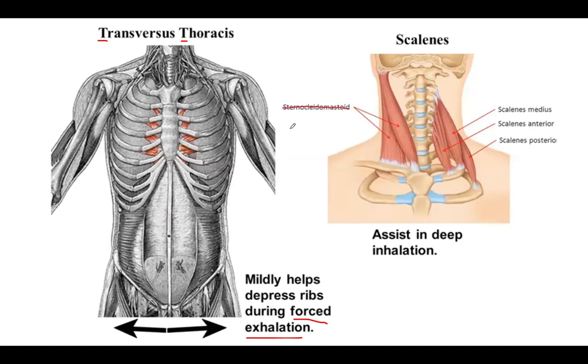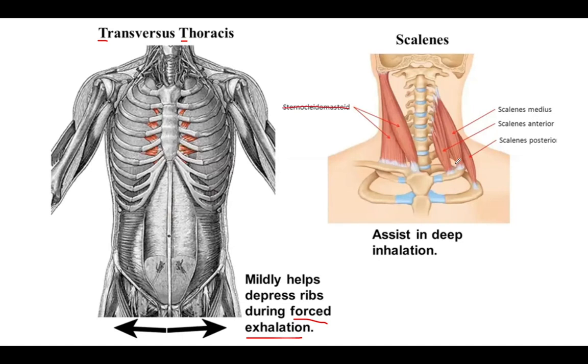So the scalenes is going to be originating on the transverse processes of the cervical vertebrae, so we can actually see that there. So because of their origin, we can kind of have some inclination that maybe an action is going to have something to do with the neck. Okay, but also remember, this is being used in respiration as well. And we can see that the insertions will be on the ribs. So that makes sense that they're going to insert on the superior portions of the ribs because it's going to be assisting in deep inhalation.